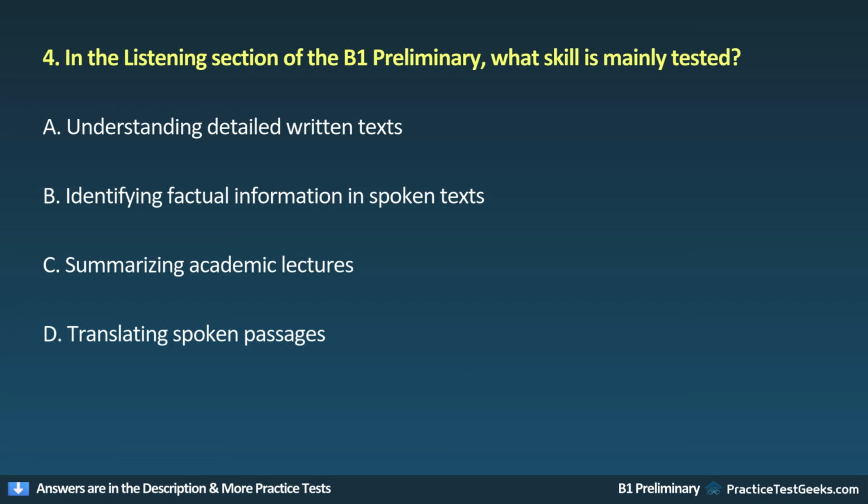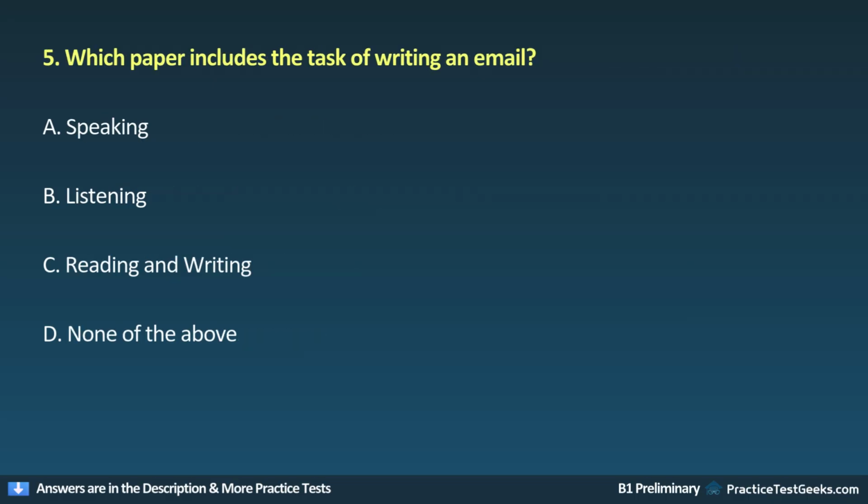4. In the listening section of the B1 preliminary, what skill is mainly tested? A. Understanding detailed written texts. B. Identifying factual information in spoken texts. C. Summarizing academic lectures. D. Translating spoken passages.